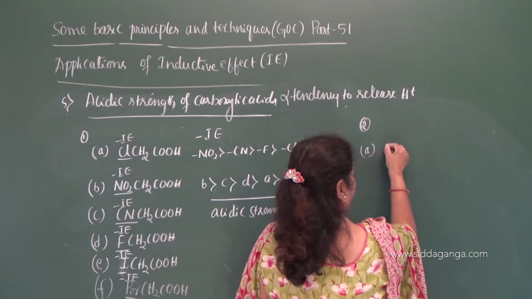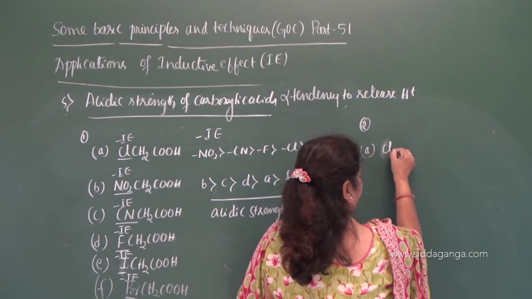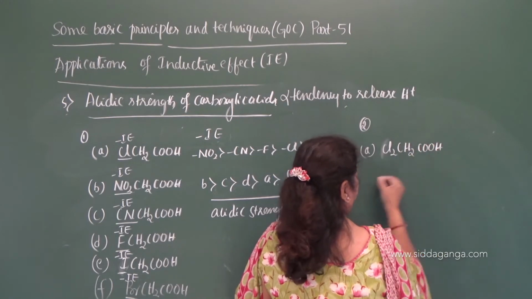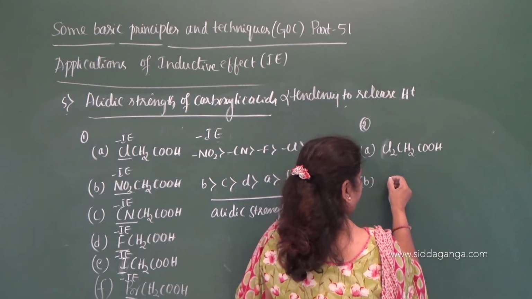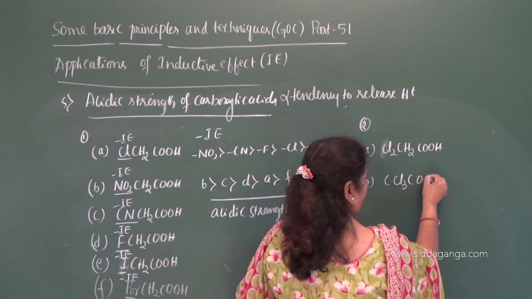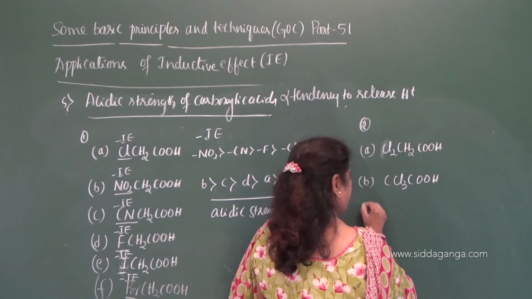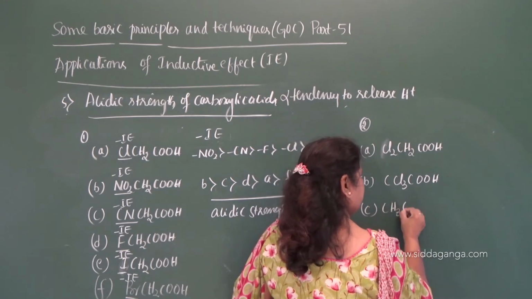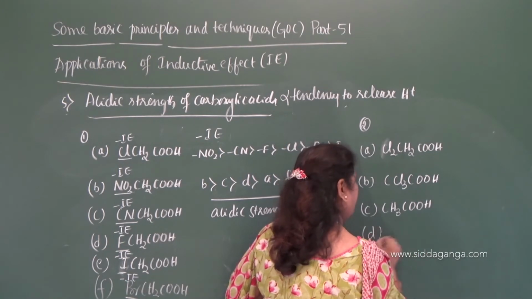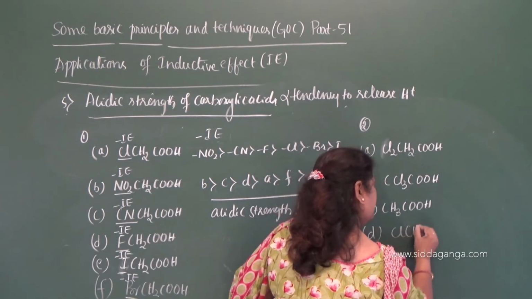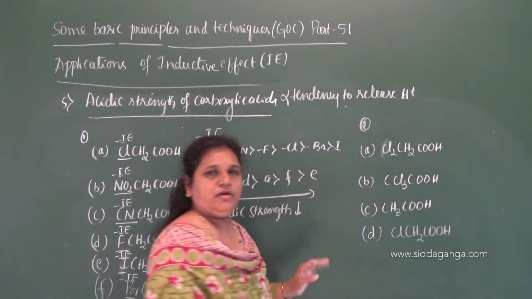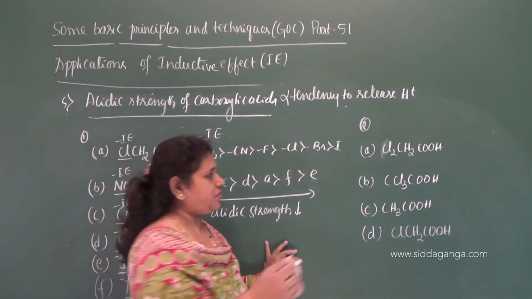So A, Cl2CH2COOH, B, CCl3COOH, D, ClCH2COOH. So look at the groups attached here.